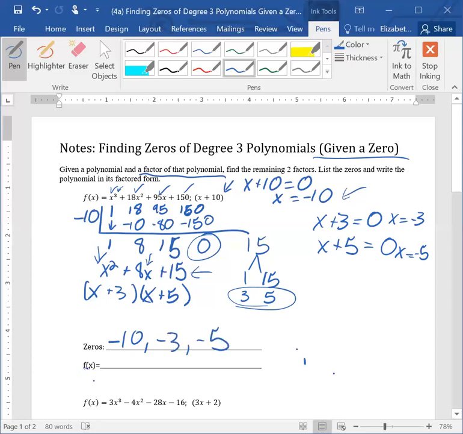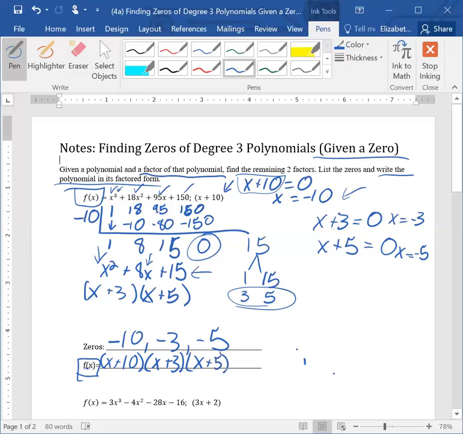f of x equals. All right. You see up here where it says f of x equals. All we've done is move to the second part of our instructions, write the polynomial in its factored form. We found our three factors, right? We have the first one given to us, and then we found the other two, so we just need to write them down. So x plus 10, x plus 3, and x plus 5.